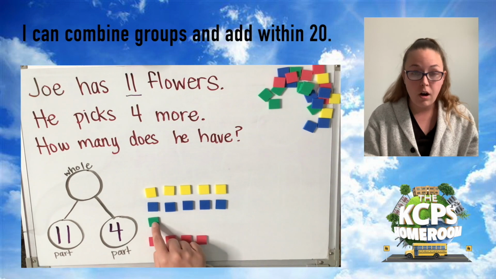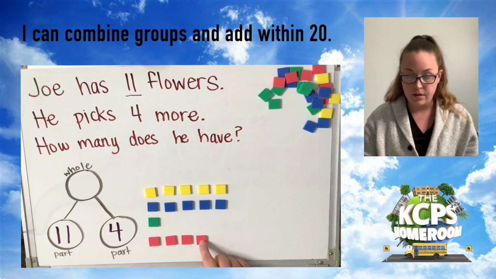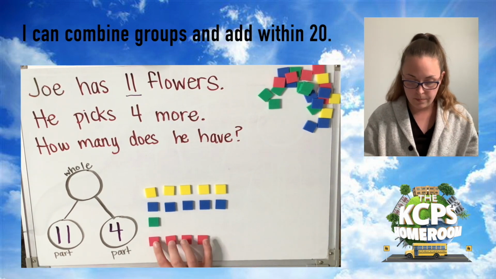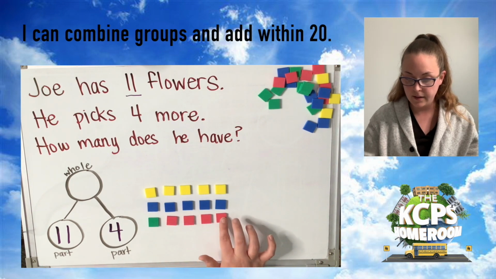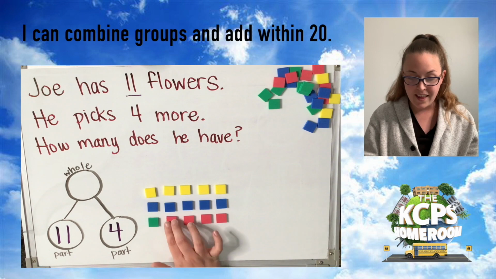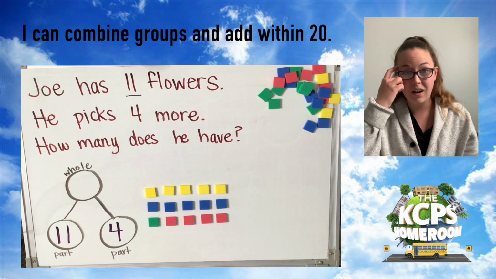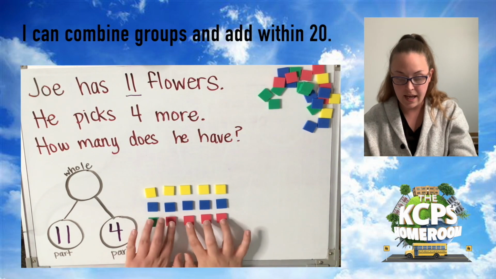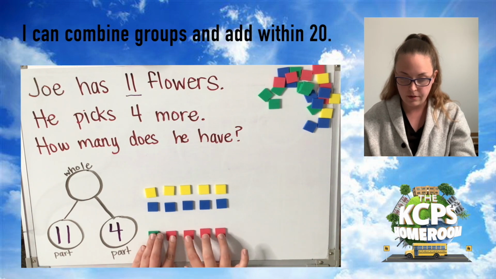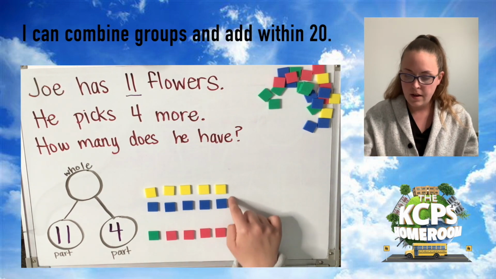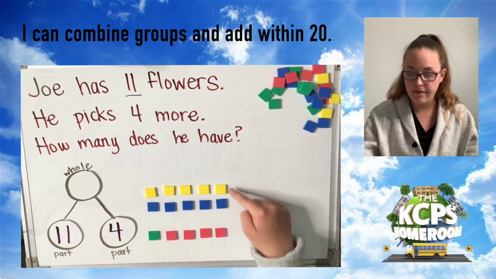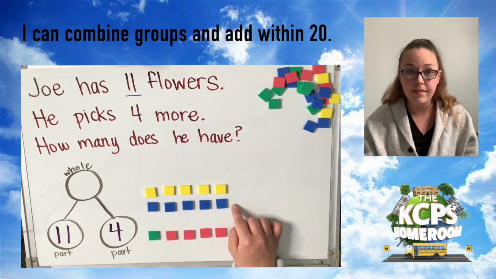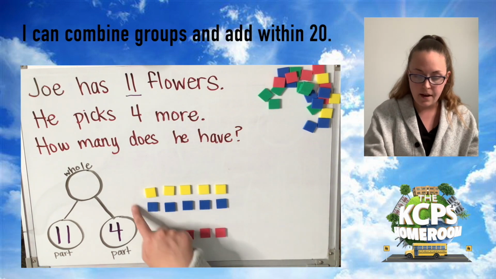So we can count on from 11 to get to the answer. Or I'm going to move these 4 counters up to be in line. And then we're going to use a tool that we already know about, and that's the 10 frame. So I'm going to move these down. And can you see here that this looks exactly like a 10 frame. It's got 5 in this row and 5 in that row. So that means I have 10.